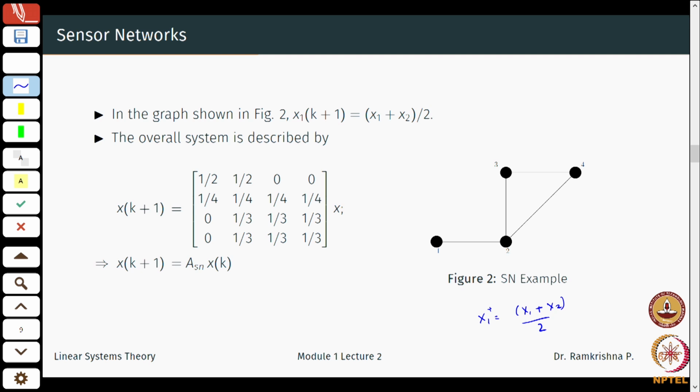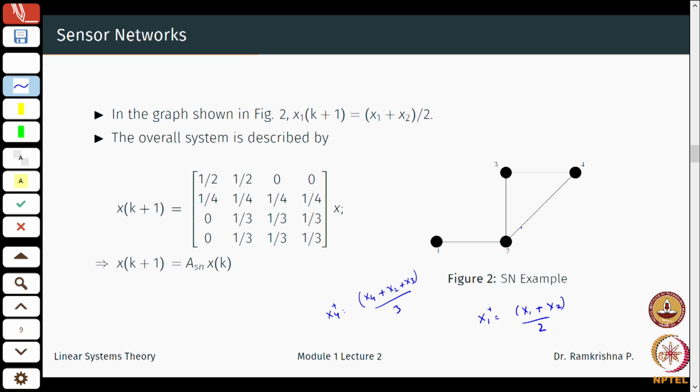Look at, for example, x4. x4 would be x4 itself and its neighbors. Its neighbors are x2 and x3, divided by 3. This will be the value at the next time instant. So, that is how the evolution depends.